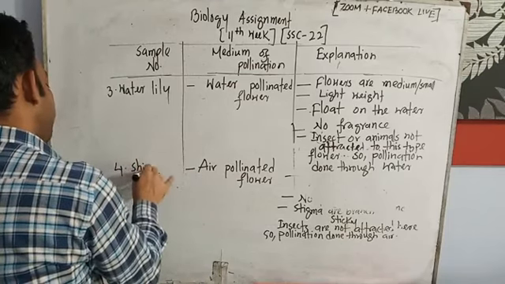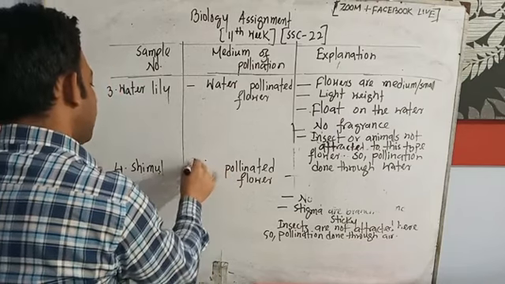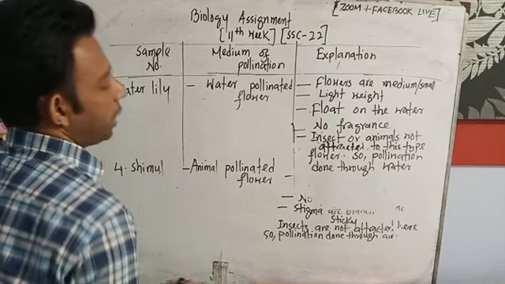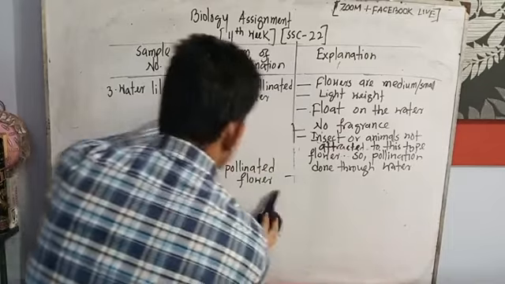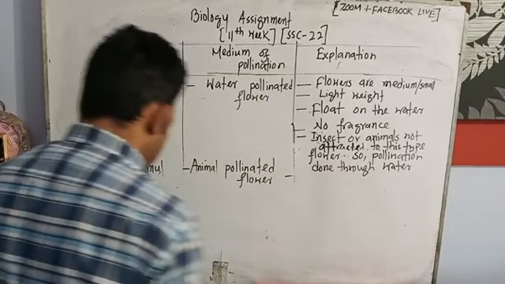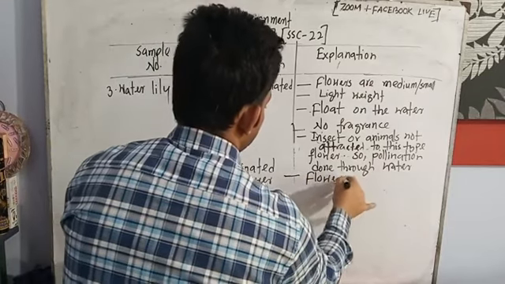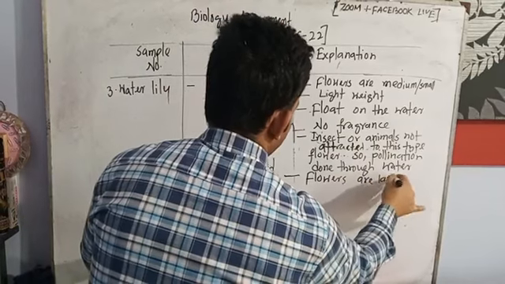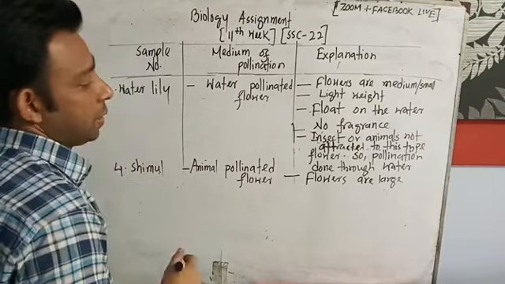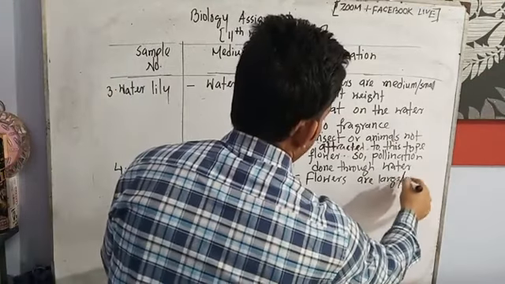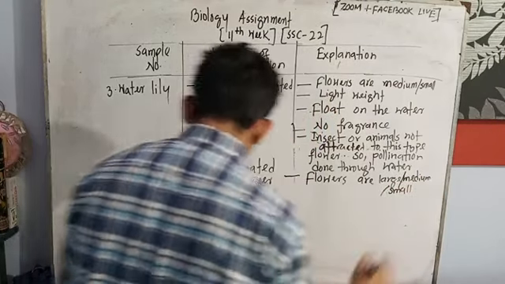Cotton or shimul. Okay. It is the animal pollinated flower. So already we know about the animal pollinated flower. That means attraction is done by the animal in their pollination. So flowers are large in size. You know about that. Or sometimes large, you can write, sometimes you can see medium, or sometimes it can be small also. Large, medium or small.